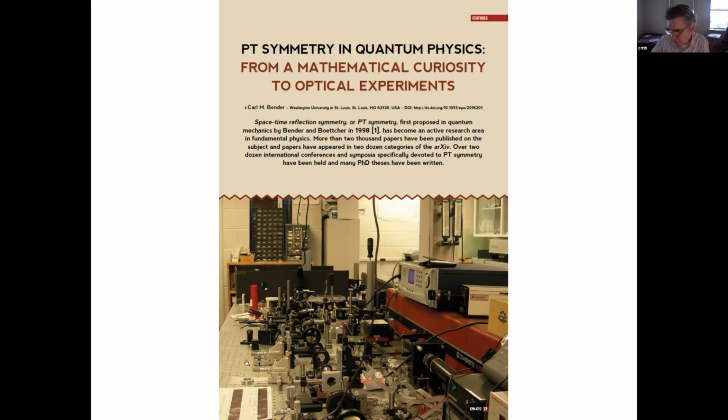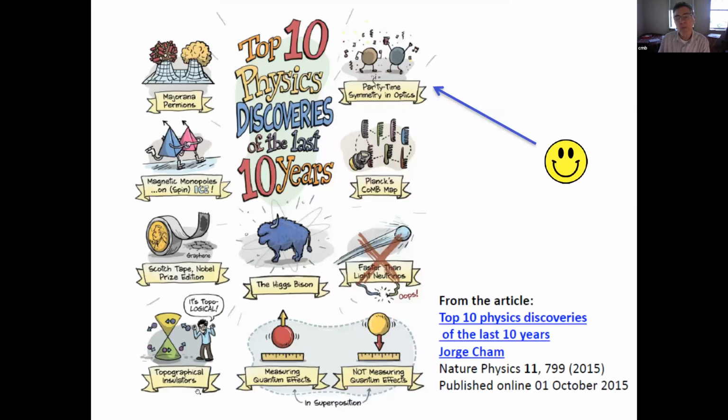Okay, I was really happy with this cartoon that appeared in Nature Physics. It appeared in 2015. The title of this cartoon is The Top 10 Physics Discoveries of the Last 10 Years, which is really great. The cartoon is very funny because every single one is a pun of some sort, like the Higgs bison here. But I was very happy to see that there is a discussion of parity-time-symmetry and optics. They left off the i in parity-time-symmetry and optics. That made me very happy.